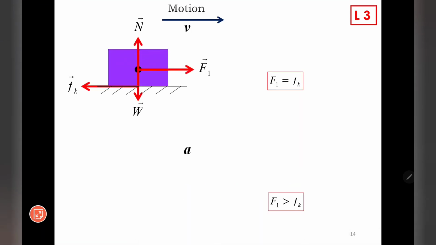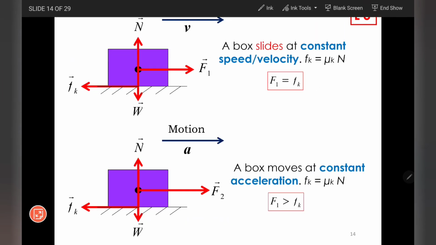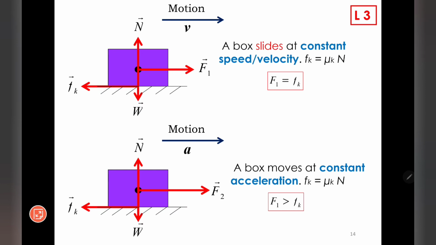Alright, so the example given now. In the first example, the object is moving to the right, where the force exerted on it is F1. As we know, the frictional force must be in the opposite direction, which is directed to the left. So a box slides at constant velocity, then the friction, which we call kinetic frictional force, equals mu k n. So in this case, F1 equals Fk.